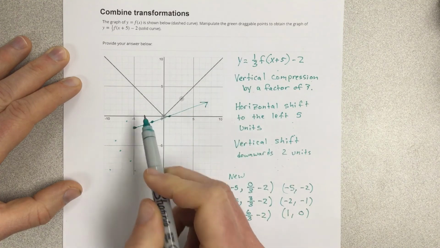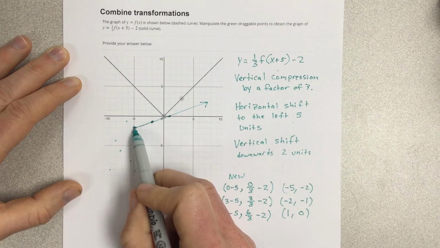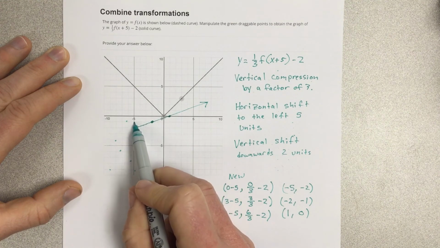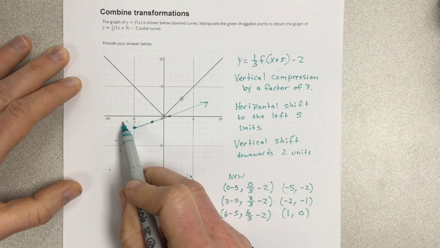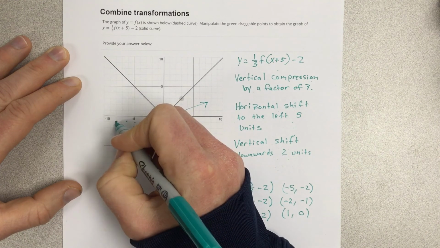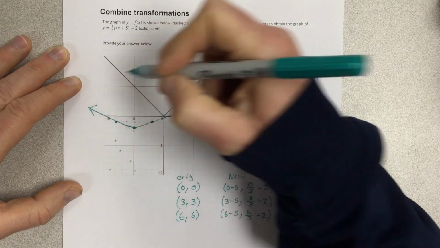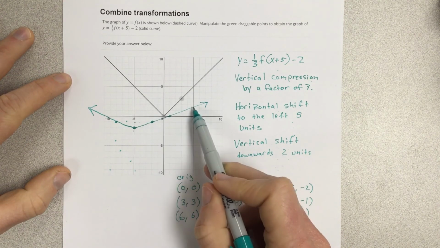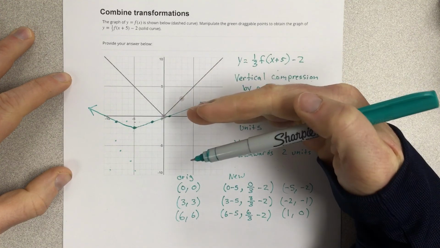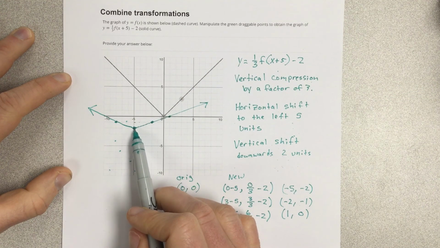Now to get the left branch, I just need to reflect these over this piece, because it's an absolute value. So if I am up 1 and over 1, 2, 3, I could go up 1 and 1, 2, 3 in this direction. And now I would have the other piece to this absolute value function. And so I've compressed it vertically by a factor of 3, and I've shifted it to the left 5 and down 2 units as well.